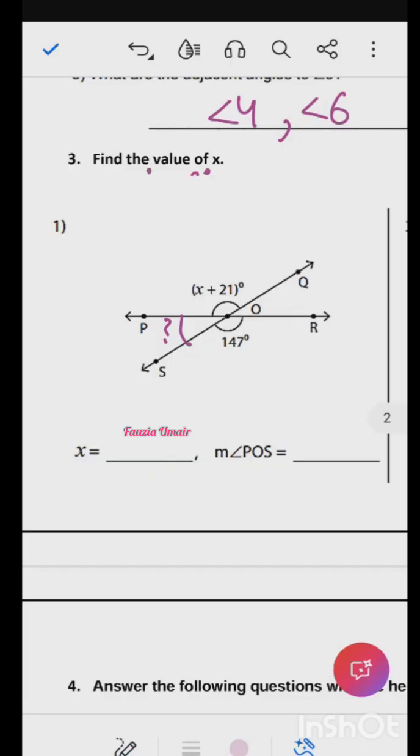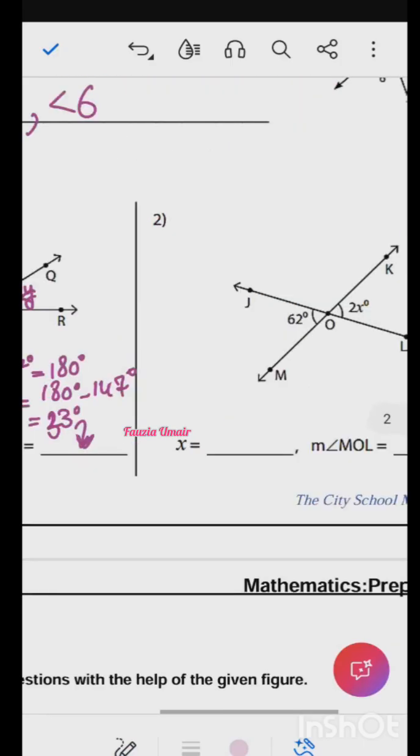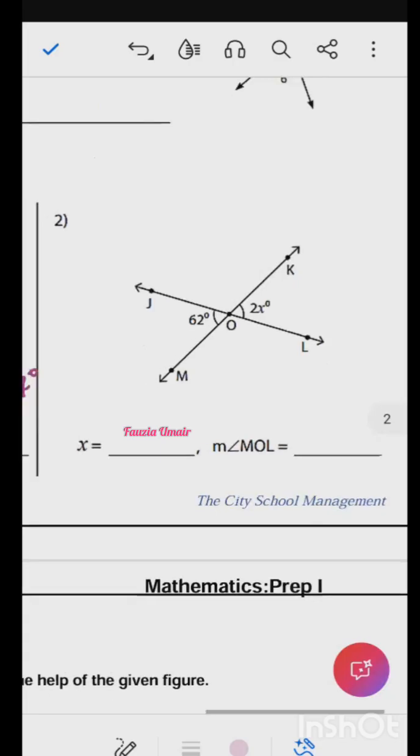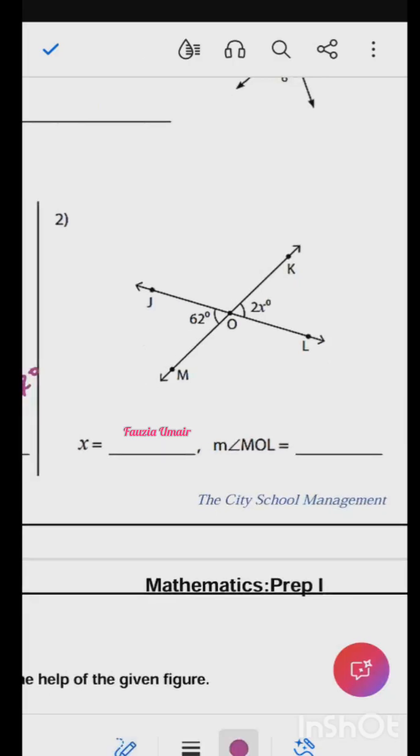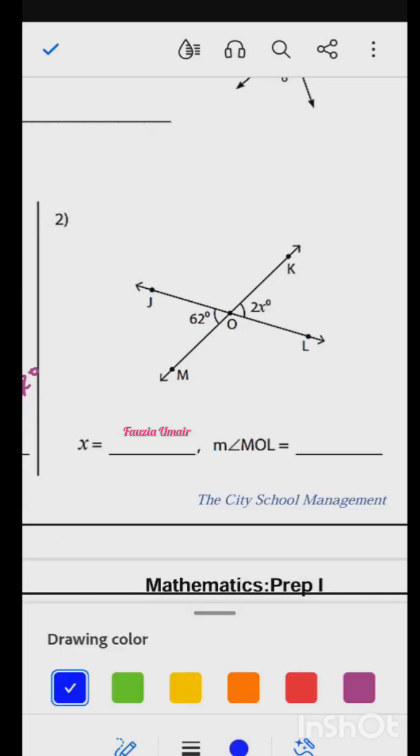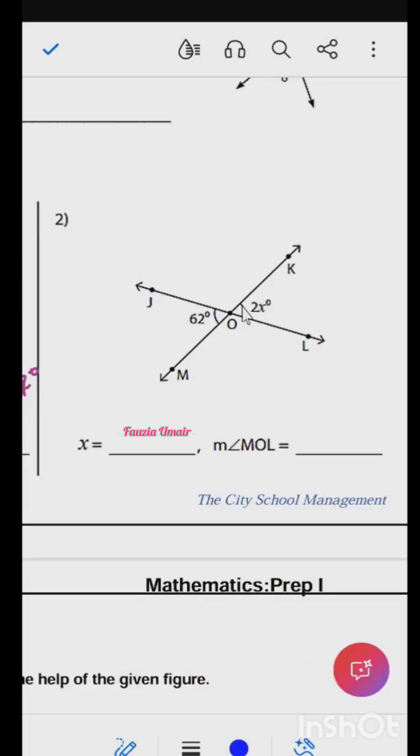So any question in this? No, ma'am. You were able to solve? Yes. Very good. So now let's see this one. Ma'am, this kind of question where there are two x, I don't understand this type. So first of all, we need to calculate x. Just like the previous question, 2x is equal to what? 62, because they are vertically opposite angles.